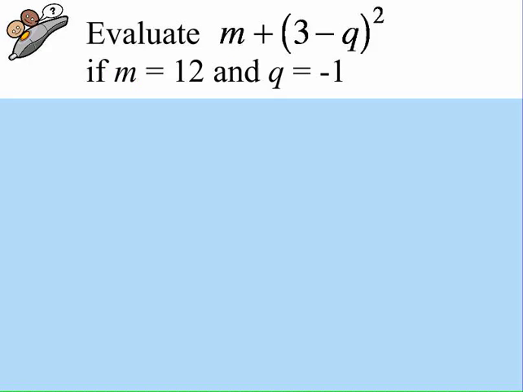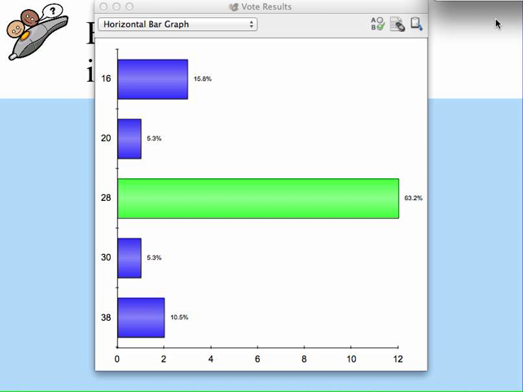With that in mind, I want you to go ahead and complete this one right here. m plus 3 minus q quantity squared if m is 12 and q is -1. When you get your answer, I would like you to type it into the expressions and click send, and we'll see how y'all do. Okay, so if you look here, the majority of you got the answer of 28. Nice job.